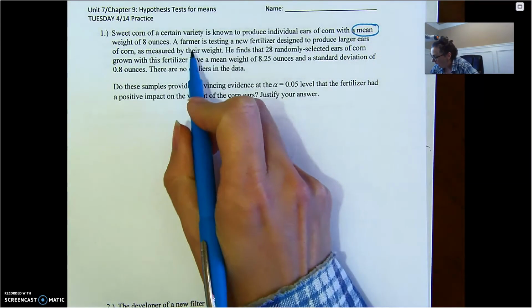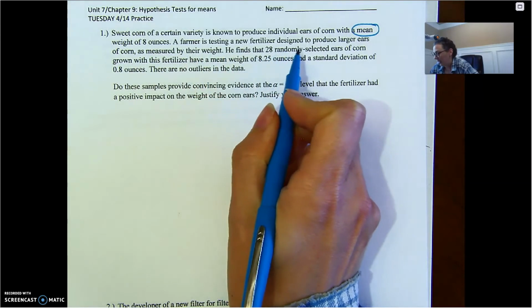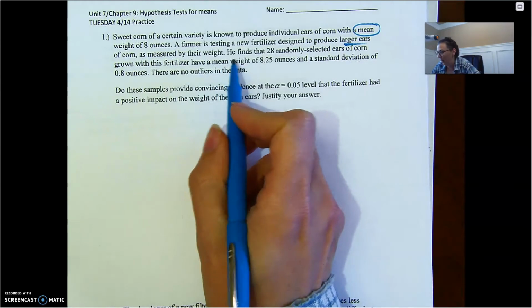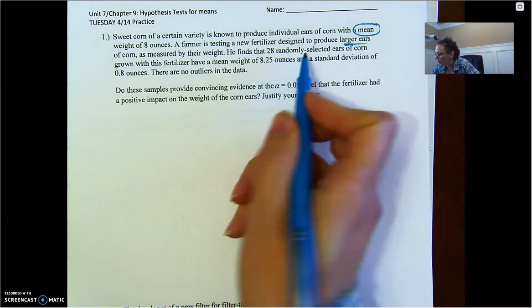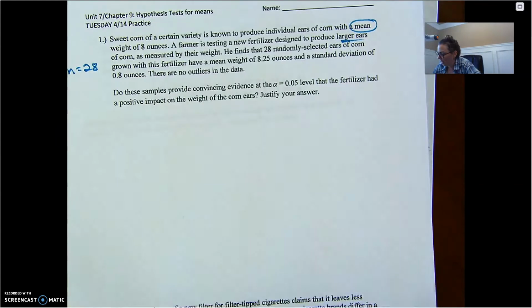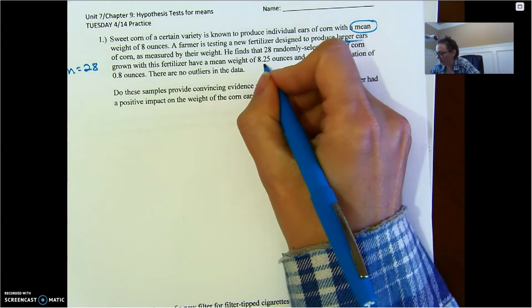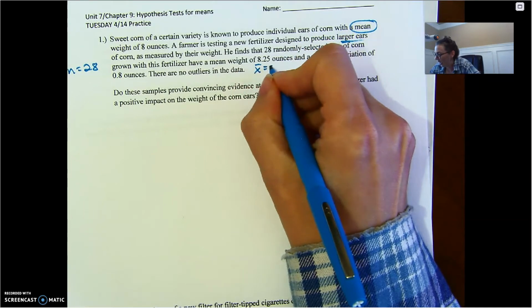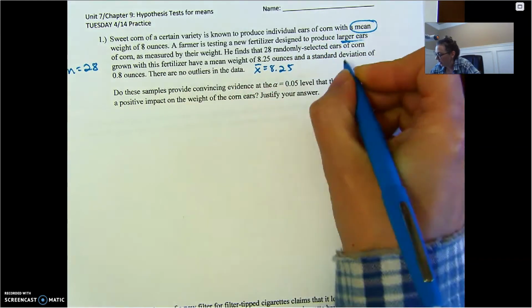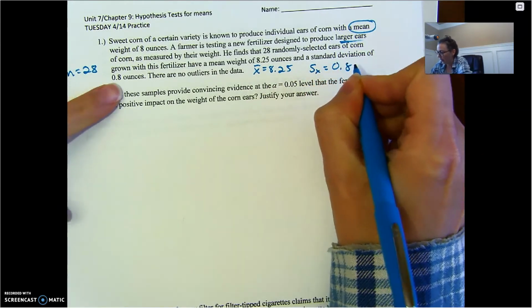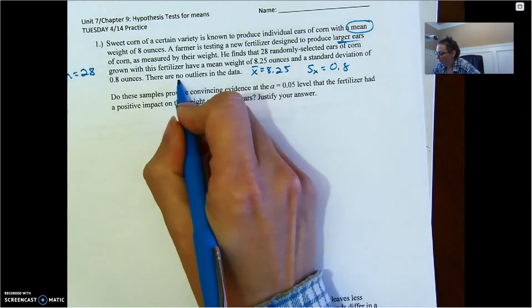A farmer is testing a new fertilizer designed to produce larger ears of corn measured by their weight. He finds that 28 randomly selected ears of corn, so we have a sample size of 28, has a mean weight of 8.25 ounces. Since this is coming from a sample, that's your X bar. And the standard deviation coming from a sample is 0.8 ounces. There are no outliers in the data.